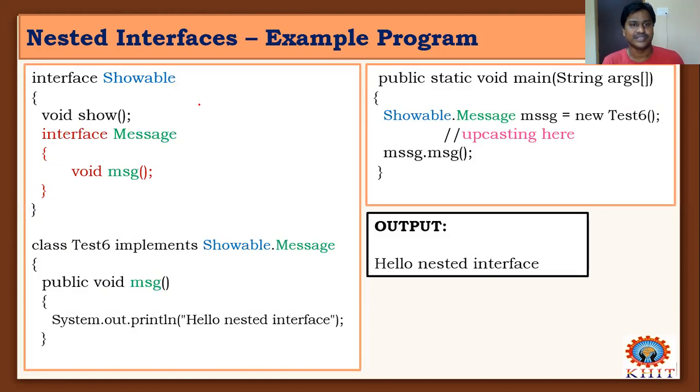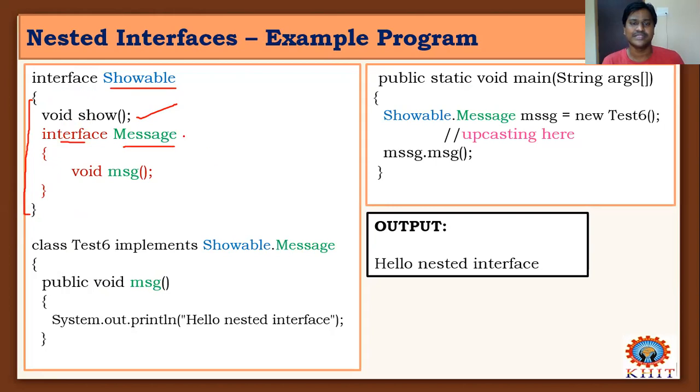Coming to here, I have an interface showable with a show method, and this is the scope of this showable interface. Inside this scope, I have an interface called message. Clear? This message interface is now inside another interface called showable.